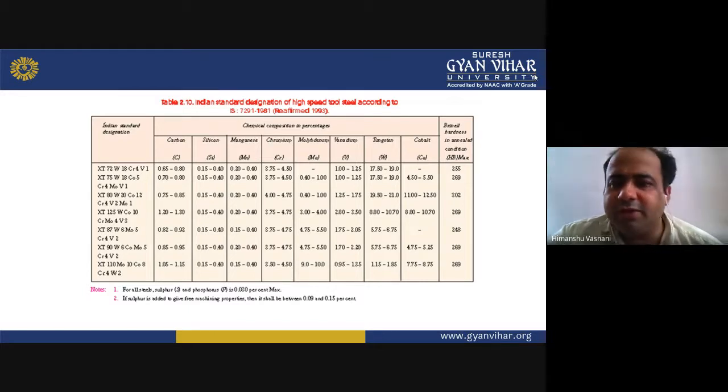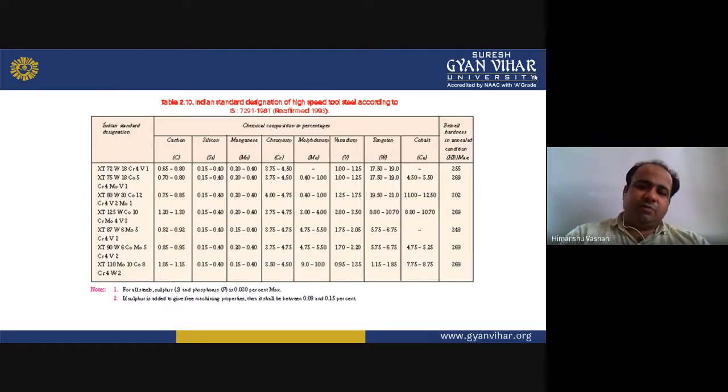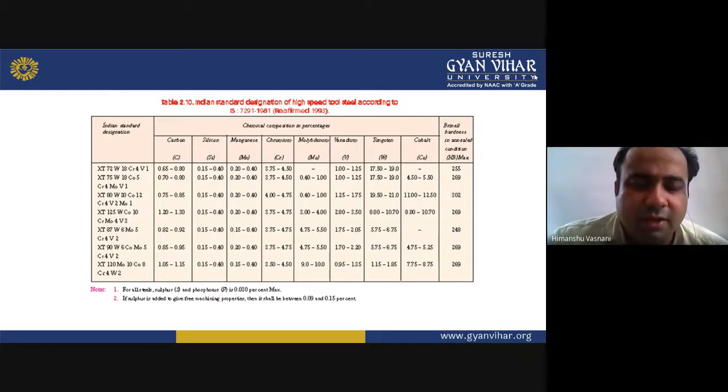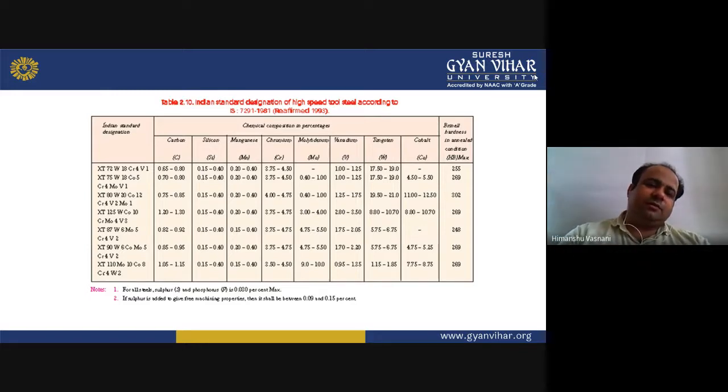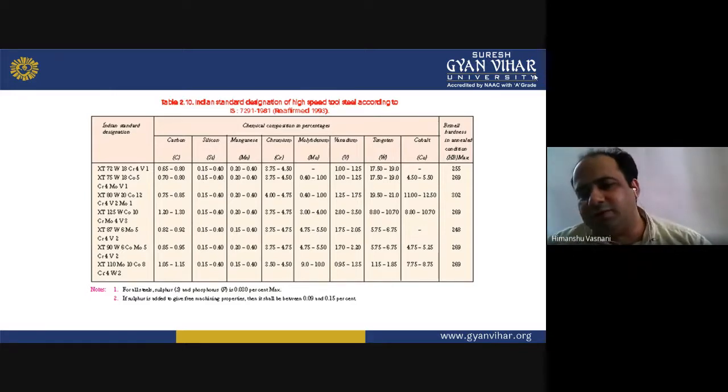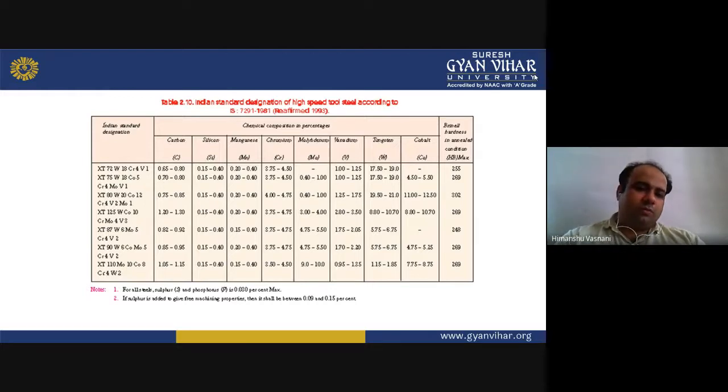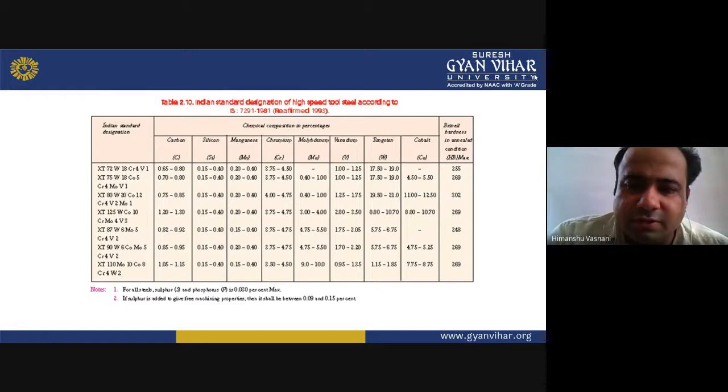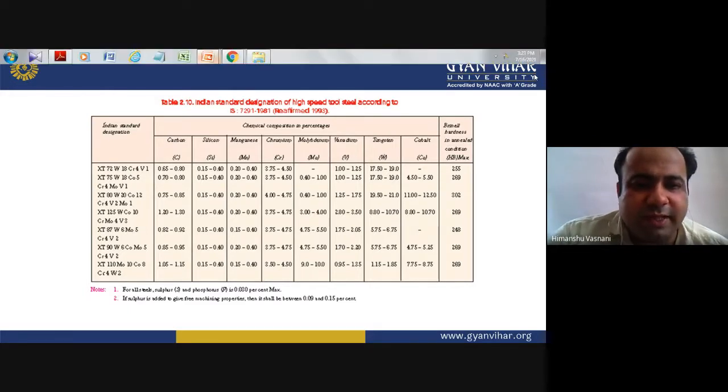Now you can see that with the variation of cobalt and tungsten, the results show the difference in hardness between the third and the fourth combination. So every element that is added in the chemical composition has its own properties, imparting certain properties to the composition.